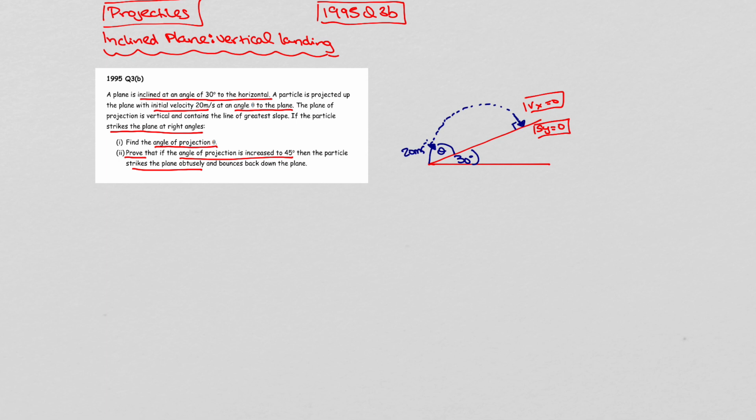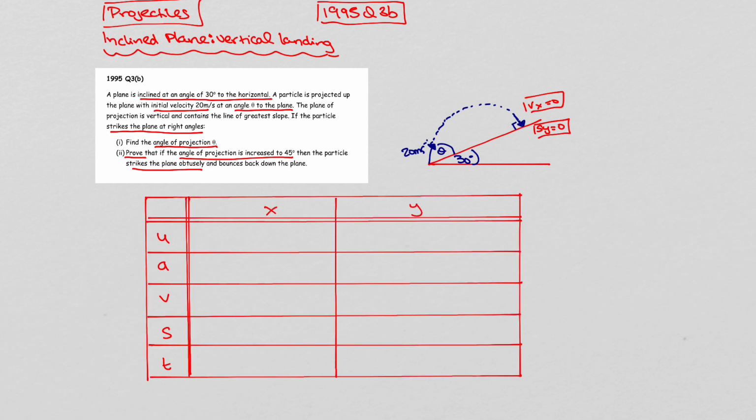So let's make out our table and fill in our information for U, A, V, S and T in the x and in the y direction. So in general we would normally say alpha and beta, where U, our initial velocity, is U cos alpha in the i direction, U sine alpha in the j direction. And also we have 30 degrees there, so sine 30 we know is a half, and cos 30 we know is root 3 over 2.